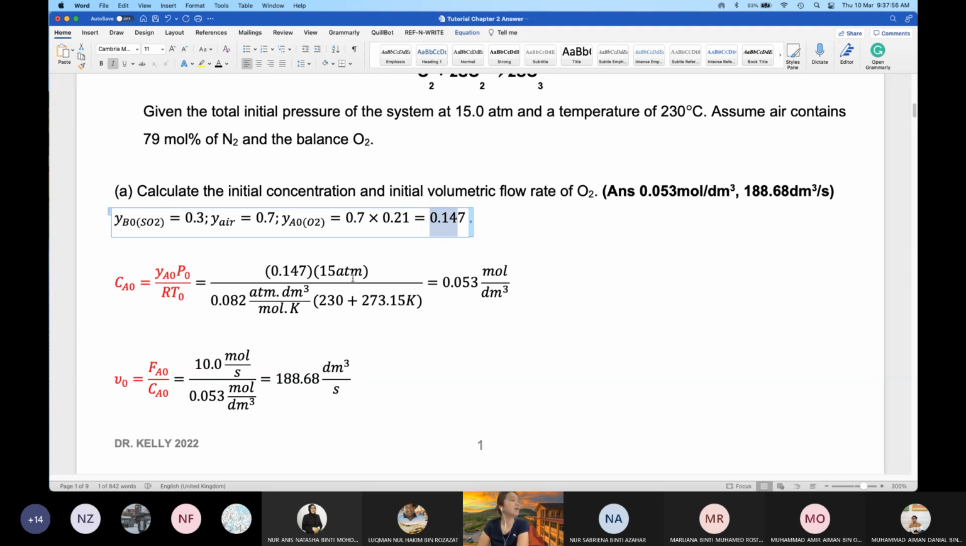So you just multiply 0.147 with 15 atm, the initial total pressure. You divide with, again, not our gas constant value. So in this question, our pressure unit is ATM. So I will find the gas constant value of R with the ATM unit. So happen kalau kamu check, the only R with ATM unit is actually 0.082 ATM dm cube per mole Kelvin.